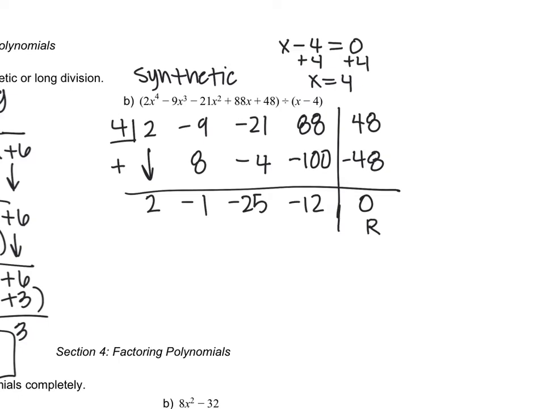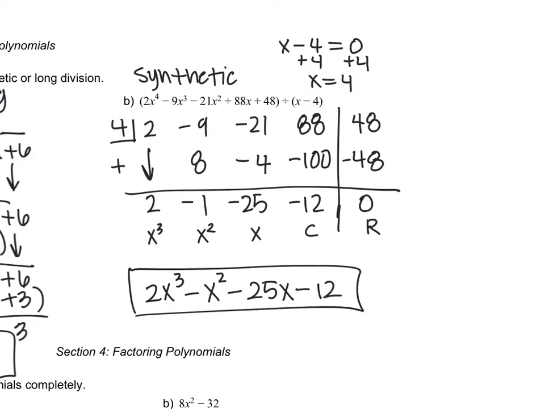So remember, the reason why we separate the last two terms is so we can identify a remainder. So we have a remainder of 0 here. And then we start with our first term as our constant and then work our way up in exponents. So constant, x, x squared, x cubed. These numbers are now the coefficients of my answer. So we have 2x cubed, negative 1x squared, negative 25x, and negative 12. And because my remainder is 0, I don't have to write anything for my remainder.